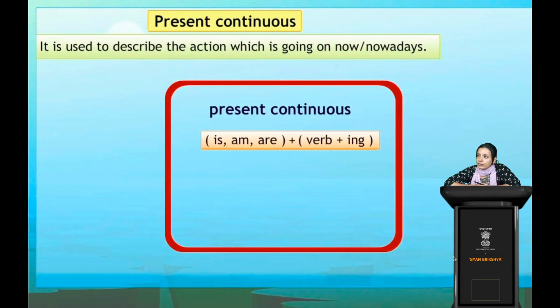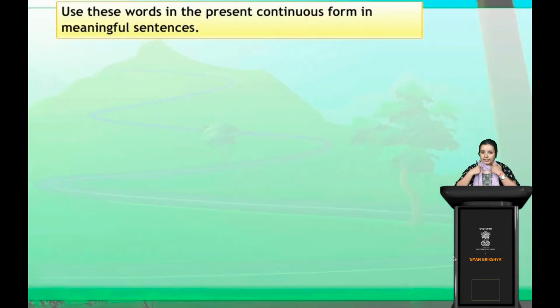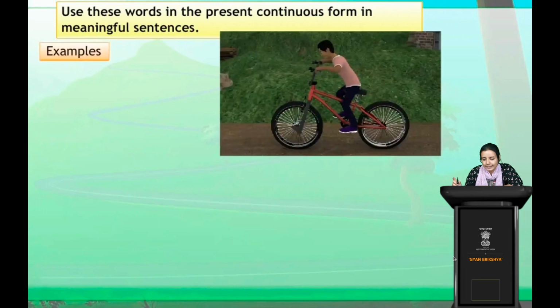So use these words in the present continuous form in meaningful sentences. Let's use that formula and construct new and meaningful sentences. Let's see. What is this, students? This is a cycle, right? So he is riding a bicycle.